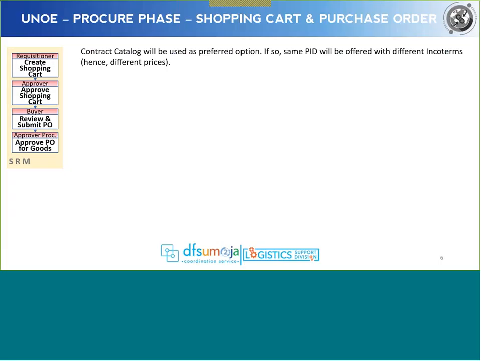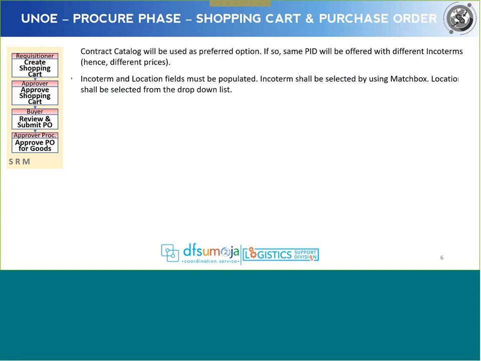Okay, so first things first, the major things in the shopping cart, right? Again, we're going to be using the contract catalog to add the items in the shopping cart. And one of the first things we're going to be looking at here is the Incoterms. And let me just use the laser pointer. The Incoterm and location fields must be populated. Incoterms will be selected using the matchbox, and locations will be selected from the drop-down list.